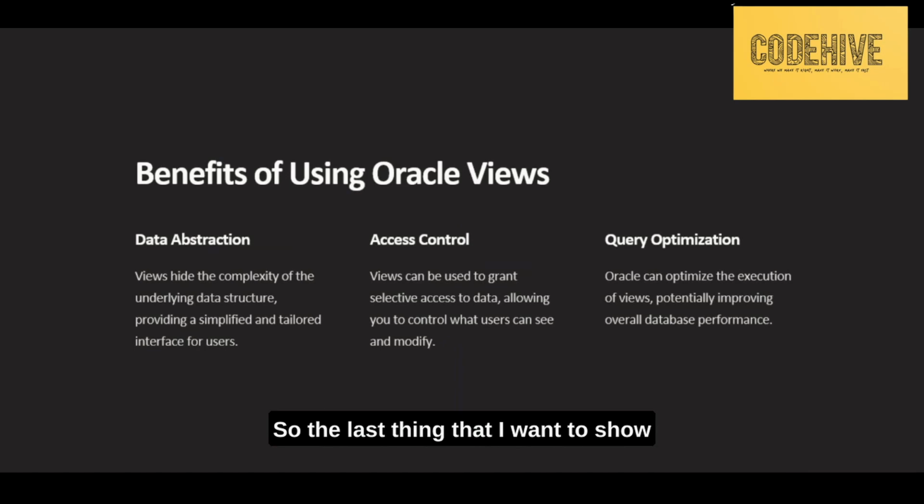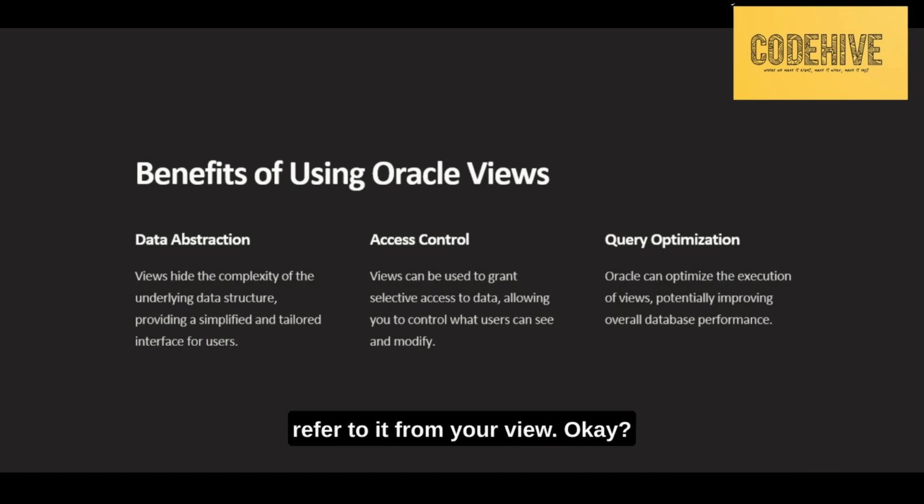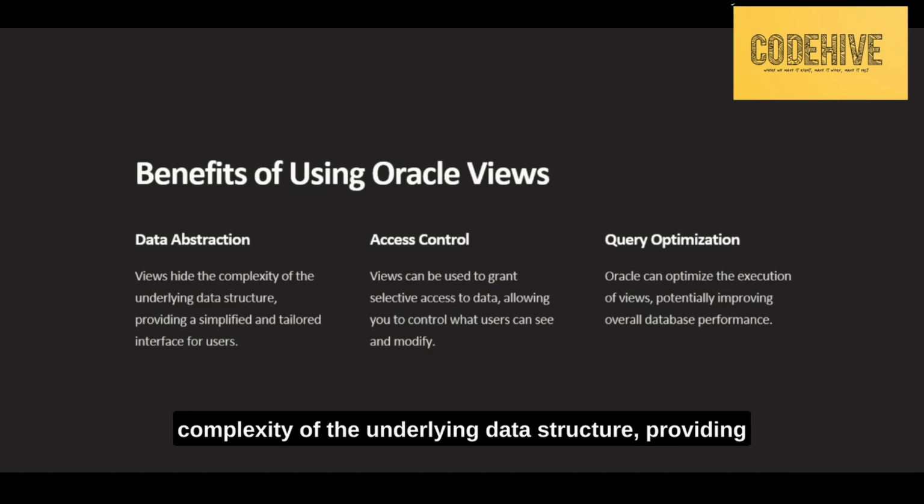So the last thing that I want to show you guys is the benefits of using Oracle views. There are three benefits: data abstraction, access control, as well as query optimization. Like I said earlier, views contain a subset of columns from the base table. So instead of always having to go to your queries and be like, select this from this table, join with that table, join with that table, you can always create a view. And then you know that every single time you need that specific data, you're going to refer to it from your view.